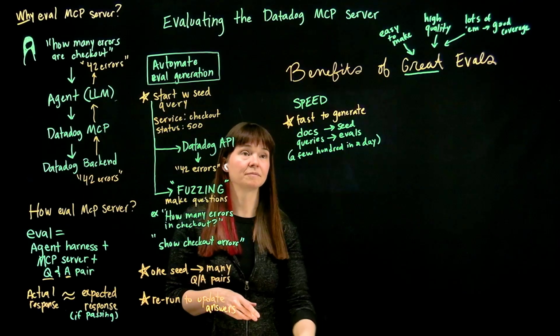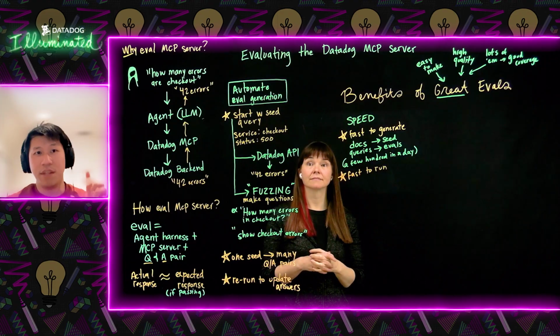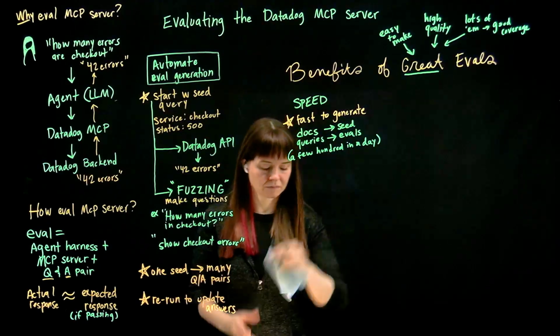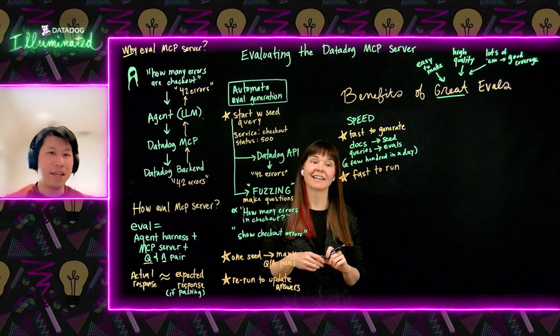The other thing is that running evals is also fast. The way we set up our evals, remember the agent harness and MCP server Q&A pair, the queries ask a very specific question, like how many errors in checkout. If our MCP server is documented correctly, such that the LLM knows how to call the right tool, it takes roughly 3 to 5 turns to get the right answer. And that means it's fast, right?